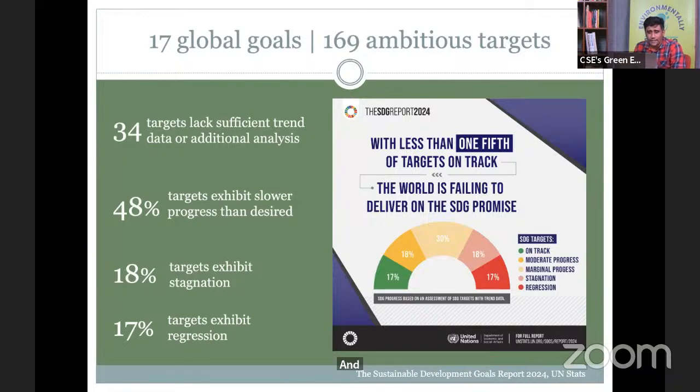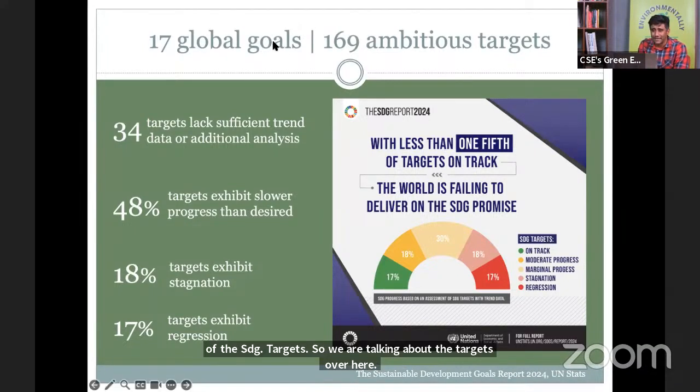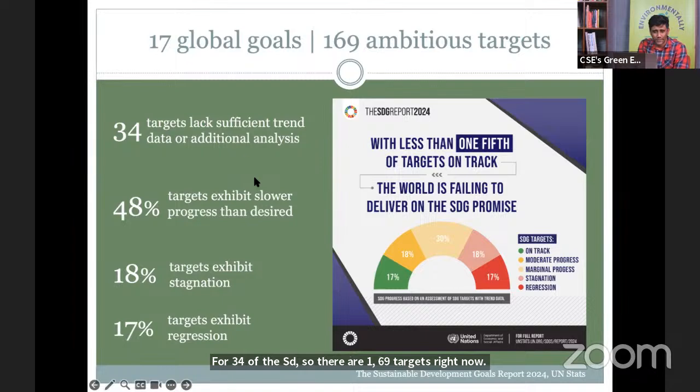It said that for 34 of the SDG targets, so we're talking about the targets over here, there are 169 targets right now. There are 17 global goals, SDG 17. They are what were decided in 2015, and they continue to be the same. However, these individual targets have been looked upon, so they've gone up, come down. They're trying to find the metrics to gauge whether the world is making progress in them. So right now, there are 169. I think a year and a half back, it was more than 200 indicators. Right now, we have indicators for 169 targets underneath them.